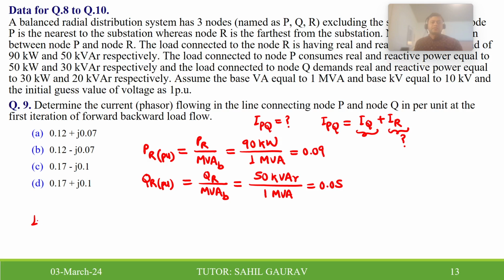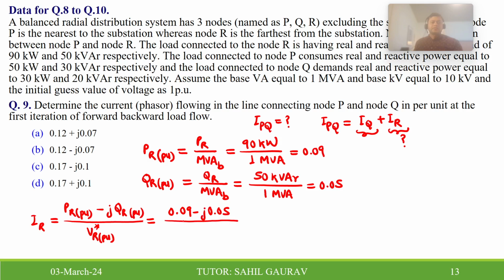Now we can find the load current IR in per unit. So it will be PR per unit minus J QR per unit upon VR per unit conjugate. That is 0.09 minus J 0.05, and the initial value at different buses is 1 per unit, so it is 1 at the angle of 0. So it will be the same, 0.09 minus J 0.05 per unit.